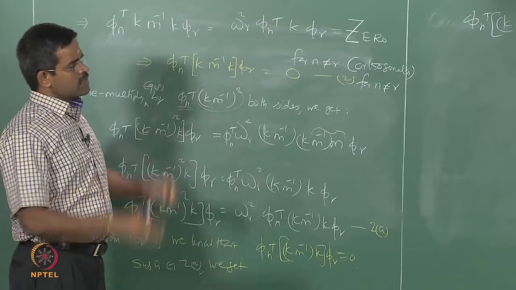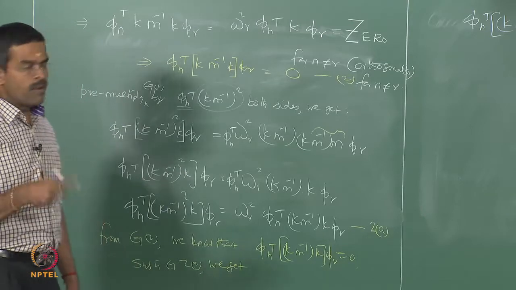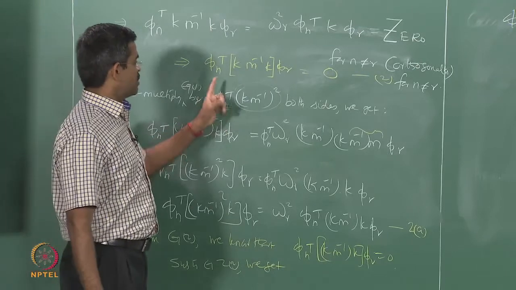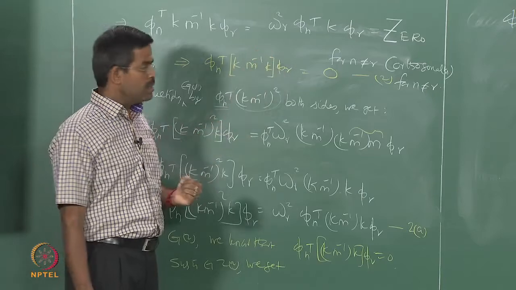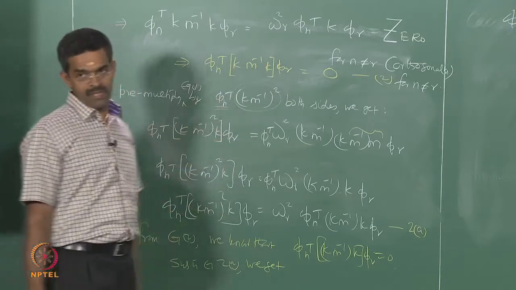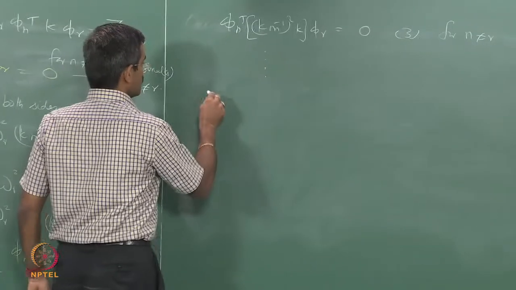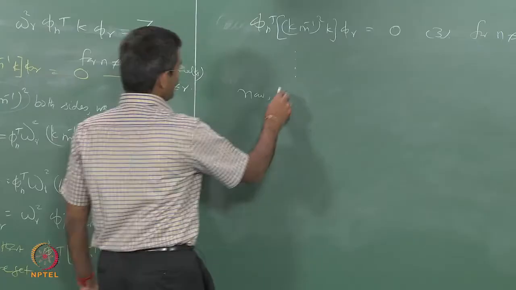So, from the given equation of k phi r equal to omega square m phi r, I keep on pre-multiplying with the first power of phi n transpose k m inverse, the second power of phi n transpose k m inverse, etc. We keep on getting a sequence of variations which I can generalize. So, keep on doing this. Now, I can generalize this by repeating the above procedure.